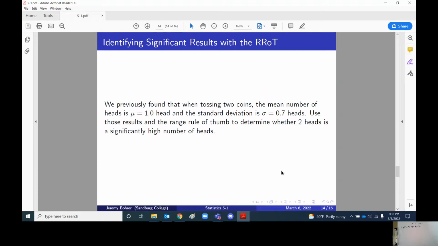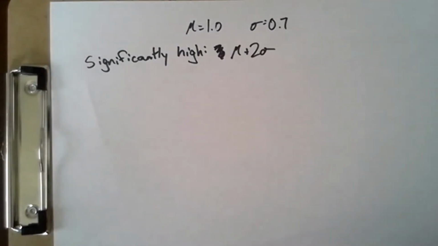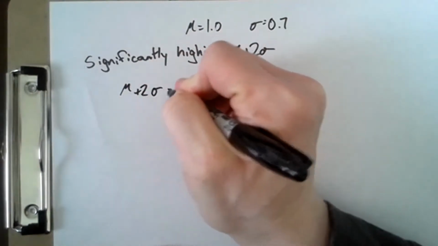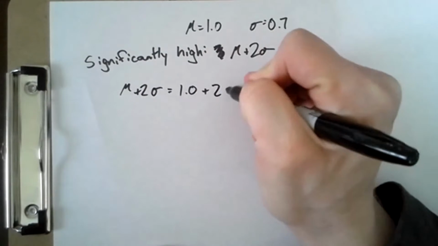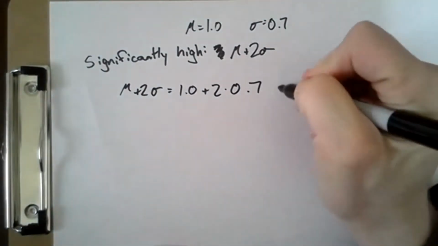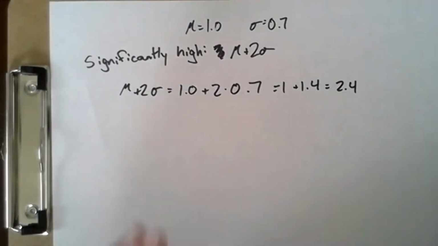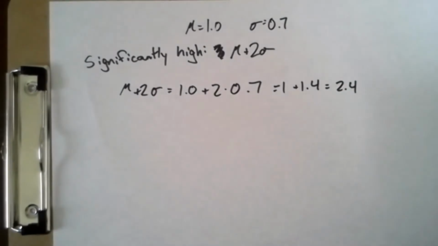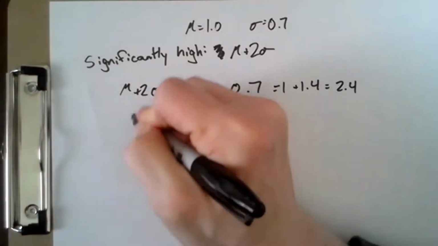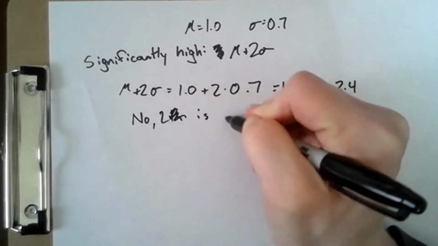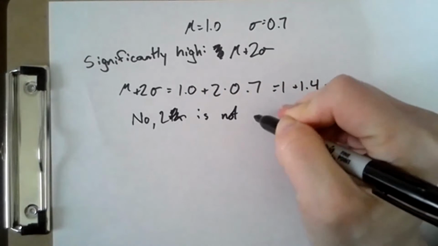Well, a number is only significantly high if it is greater than or equal to mu plus 2 sigma. Mu plus 2 sigma is equal to 1.0 plus 2 times 0.7, which is 1 plus 1.4, or 2.4. Now, obviously, you can't get 2.4 heads on 2 flips of a coin. So no, this 2 is not a significantly high number of heads.